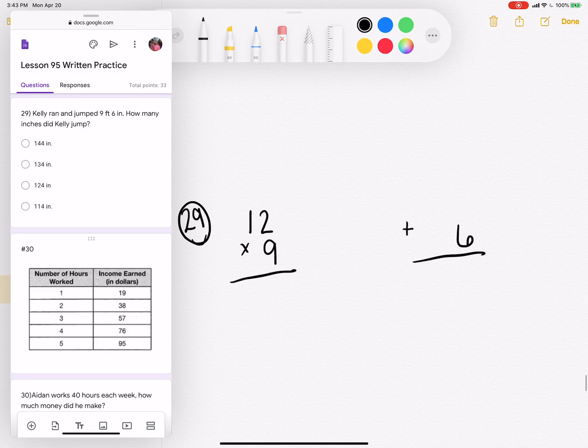29. Kelly ran and jumped 9 foot 6 inches. How many inches did she jump? We multiplied the feet by 12 to find the number of inches. 9 times 2 is 18. 9 times 1 is 9, plus 1 is 10. Now we need to add the 6 inches. 6 plus 8 is 14. 1 and 1. I almost started to multiply there. 6 plus 8. Yeah, I think I did right. All right, 114 inches.